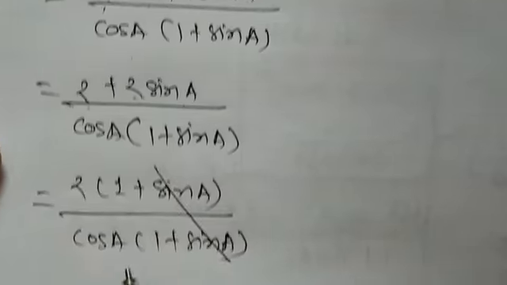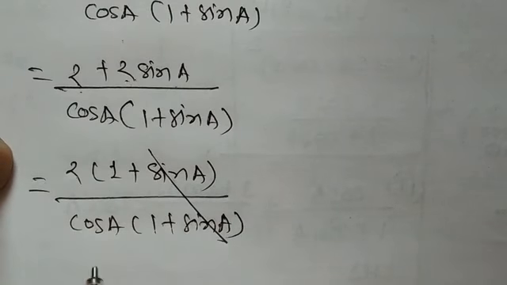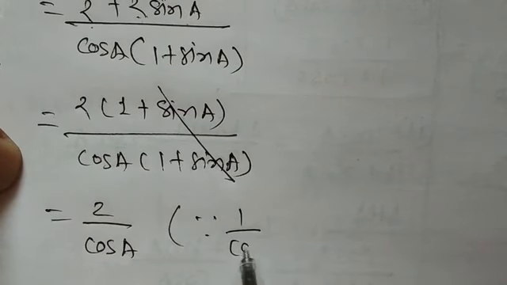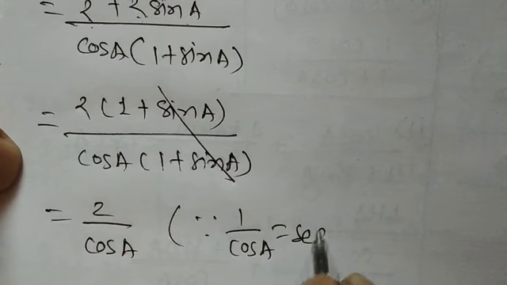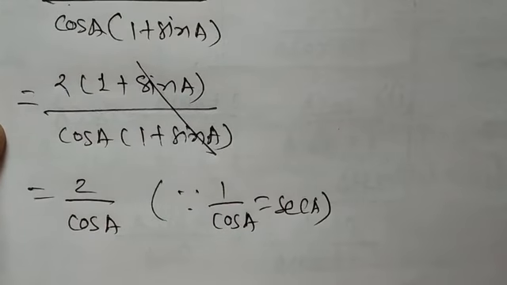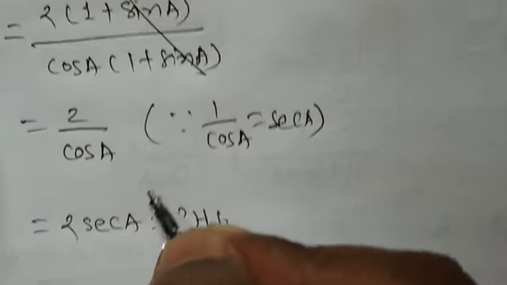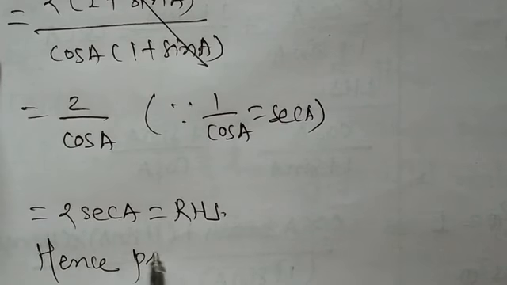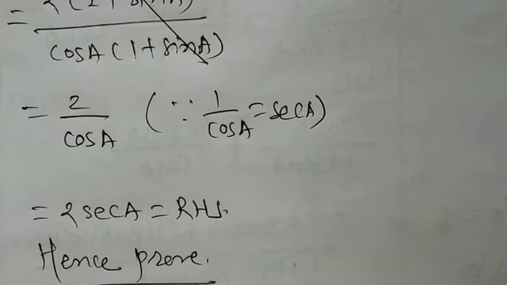Upon cos A into (1 plus sin A). The (1 plus sin A) gets cancelled because the numerator has the same term. What remains is 2 by cos A. Since 1 by cos is equal to sec A, 2 by cos A I can write as 2 sec A. This is your right hand side. Hence proved. That is a simple proof that cos A upon 1 plus sin A plus 1 plus sin A upon cos A is equal to 2 sec A.